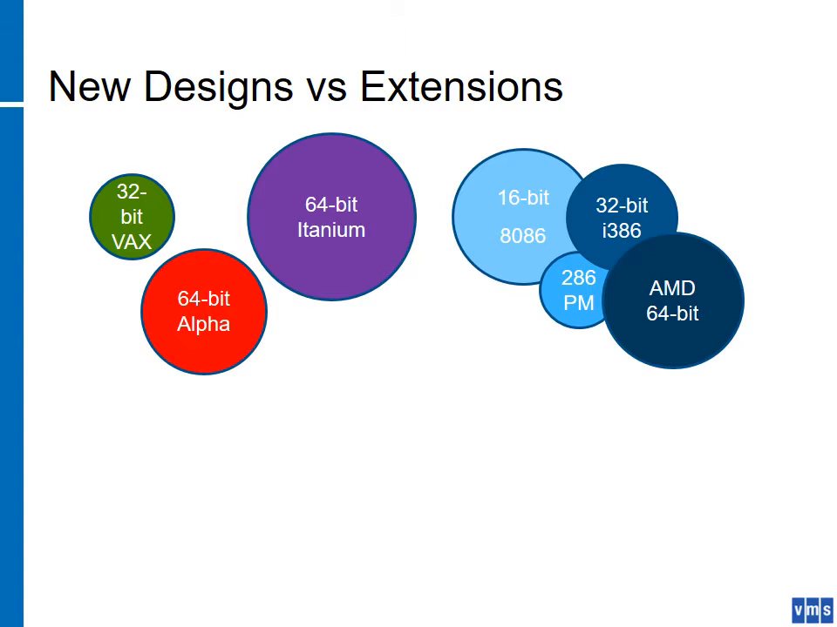However, if you look at the AMD 64-bit architecture, they started with a 16-bit architecture, added the 286's protected mode to that, then added the 32-bit 386 architecture on top of that, and finally they added 64-bit capabilities on top of that. So this is really an extension to an extension to an extension of the original 16-bit architecture. This leads to some strangeness in this architecture, which we'll explore later on.